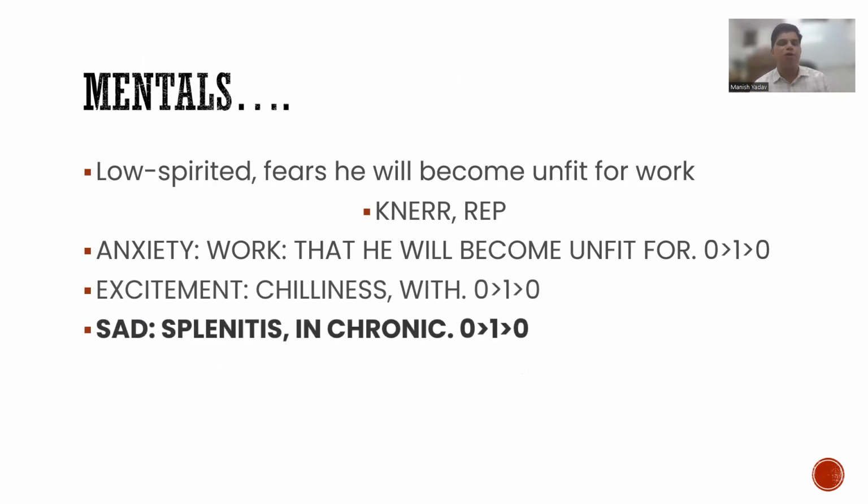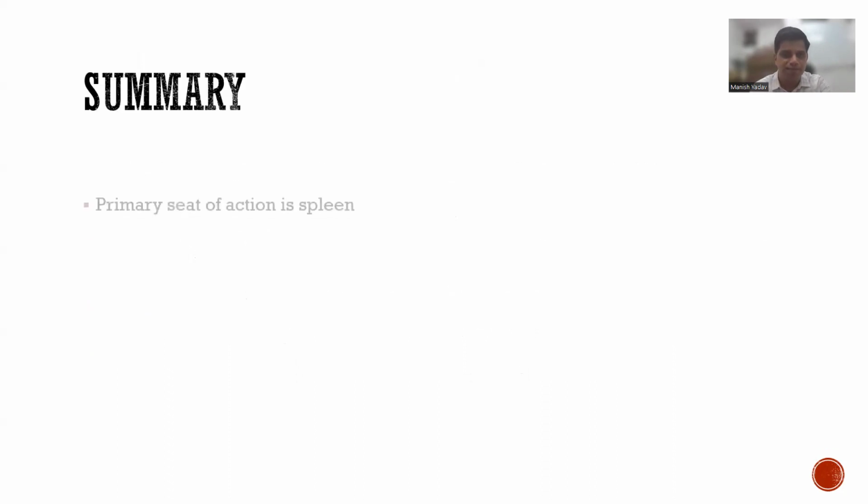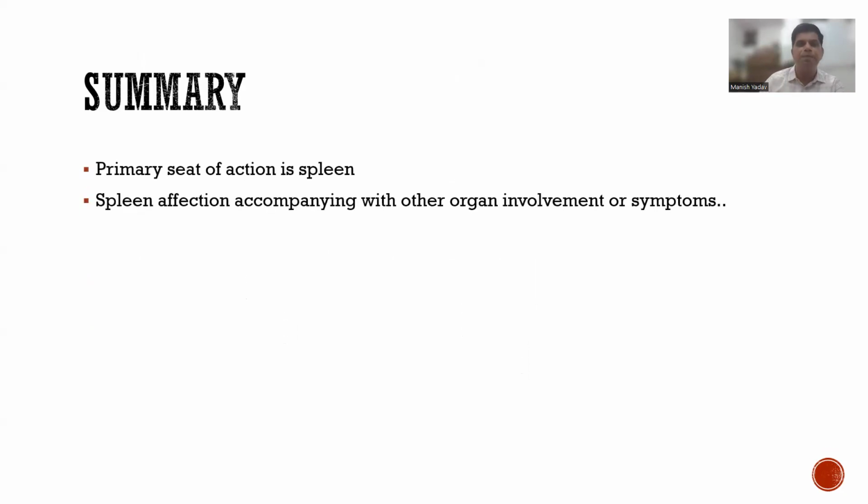And last, the most important one is sad in chronic splenitis. So the patient is sad, depressed, unfit for work, and you find the spleen is being affected. No other remedy than Ceanothus can help. To summarize, the primary seat of action is the spleen. Spleen affection is accompanied with other organ involvement and symptoms. Remember this, it's not just a single one. It can have the liver affected, the heart affected, the uterine region affected. But the primary center would be the spleen.